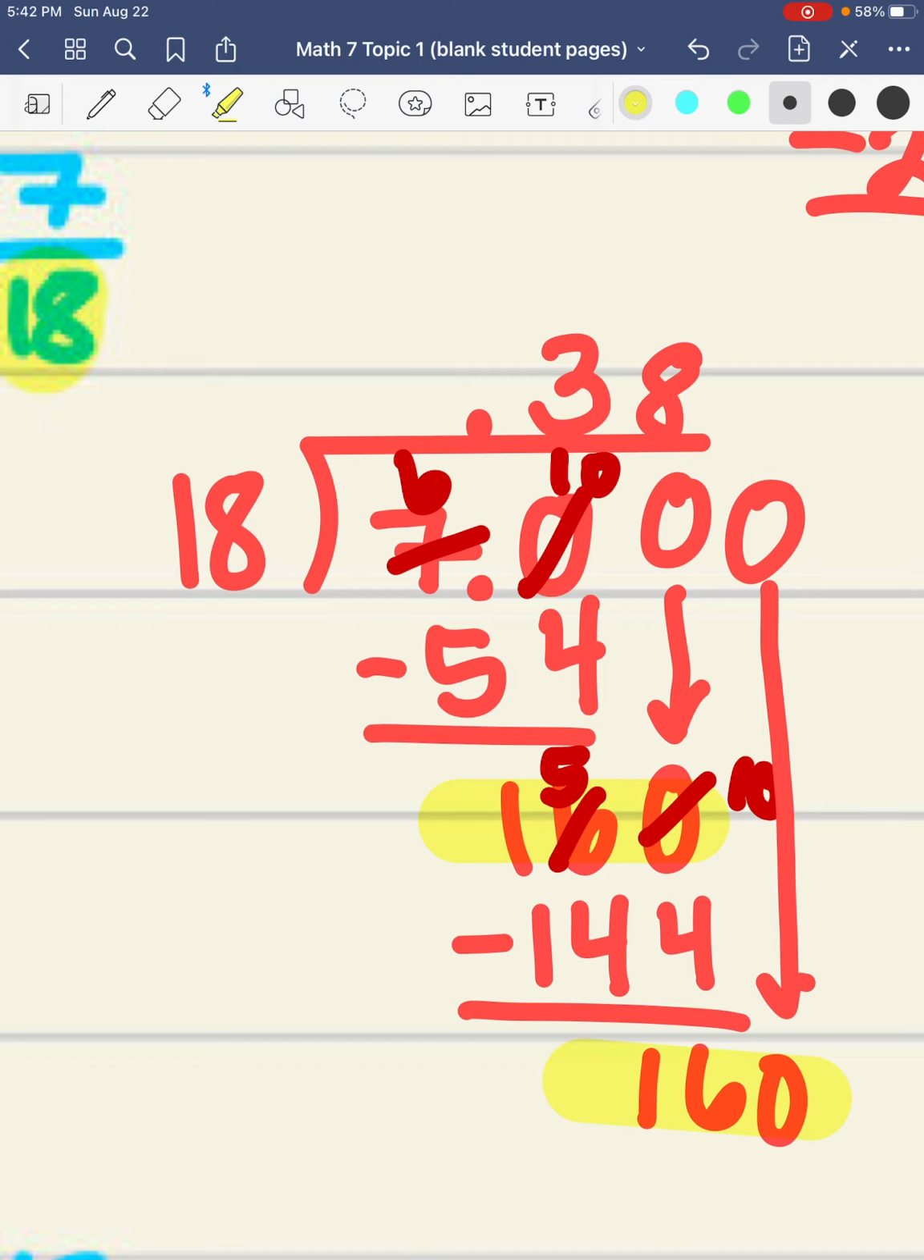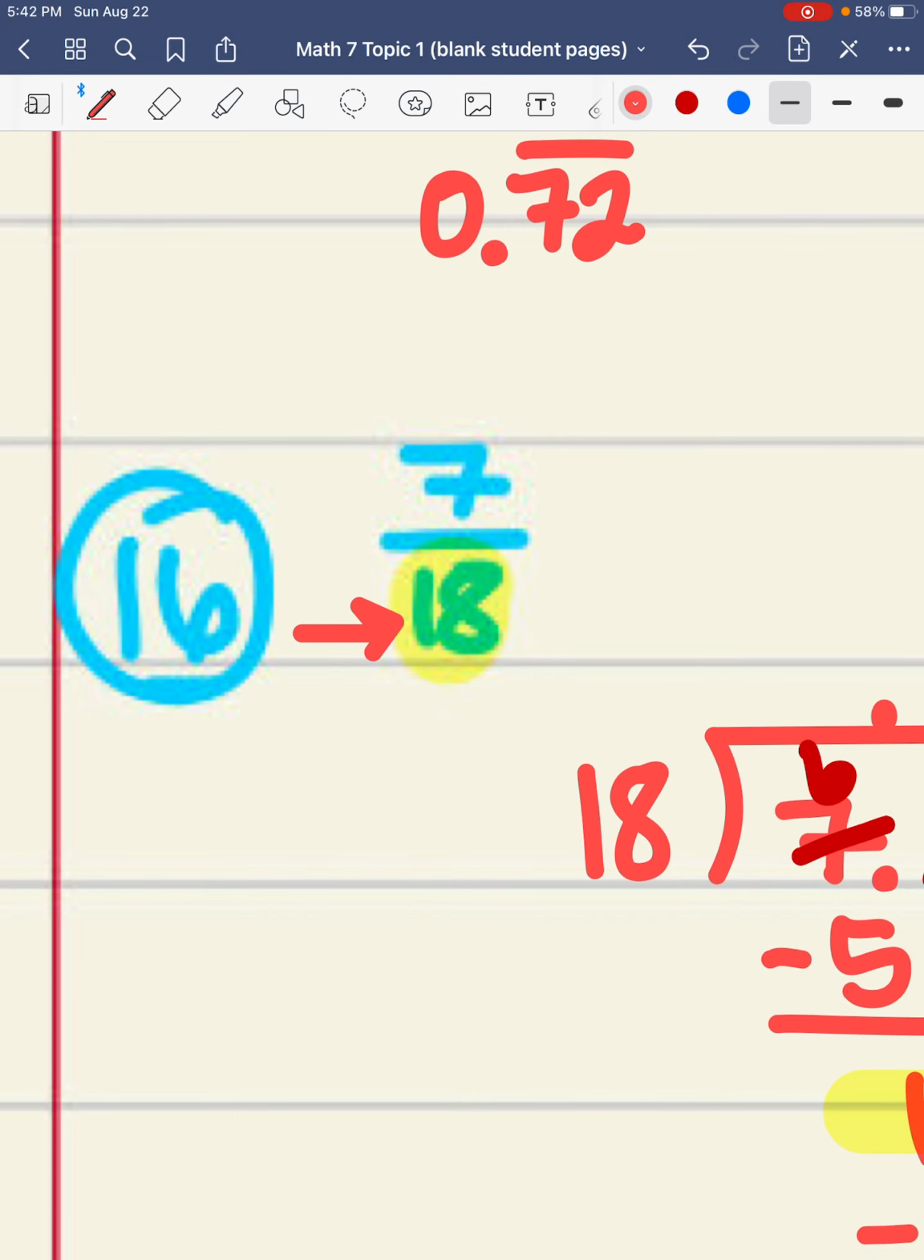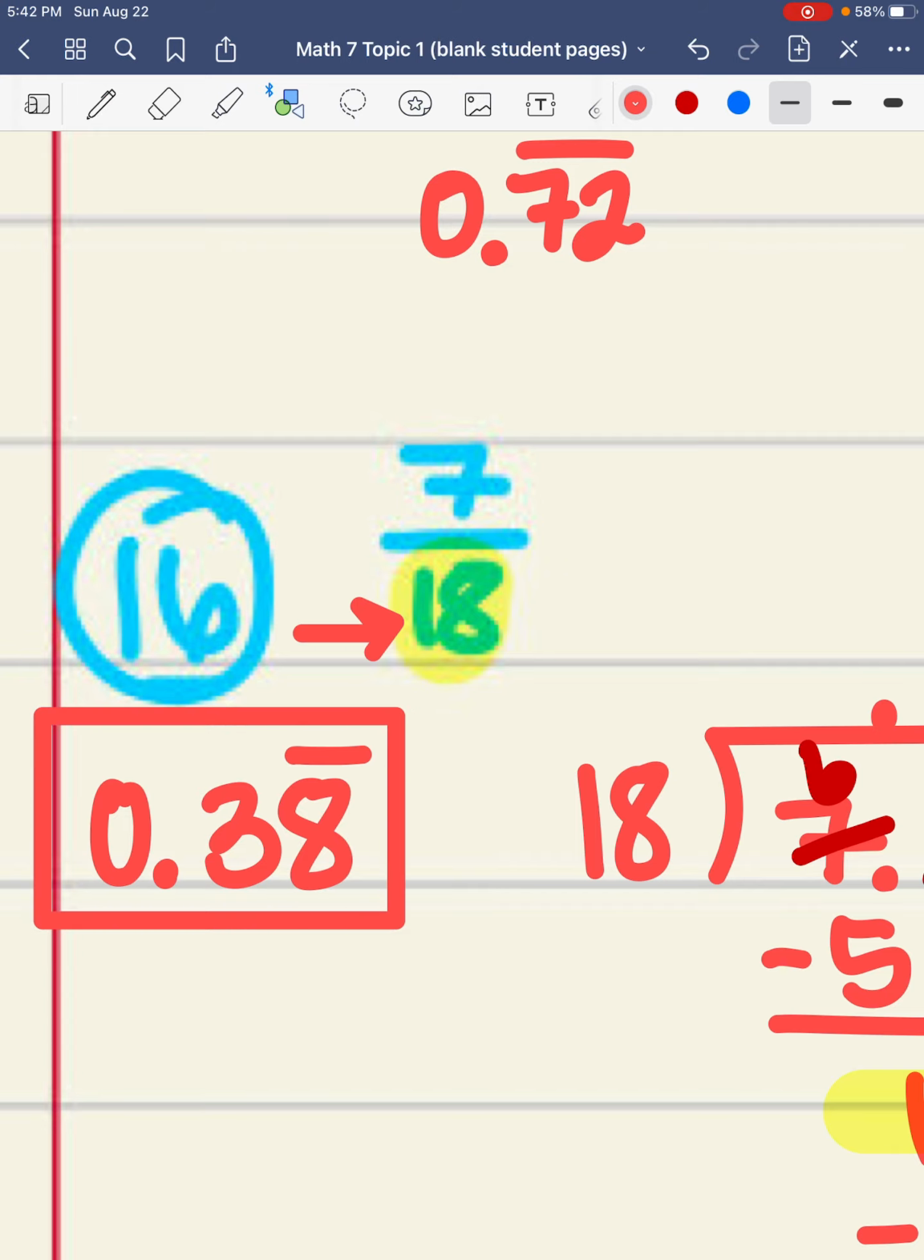So how many times will 18 go into 160? Well, it would go in 8 times. Okay, so what's going to happen to that 8? That 8's going to repeat and continue to repeat. So 7 over 18 is equivalent to 0.38. And that 8 is the only digit that repeats.